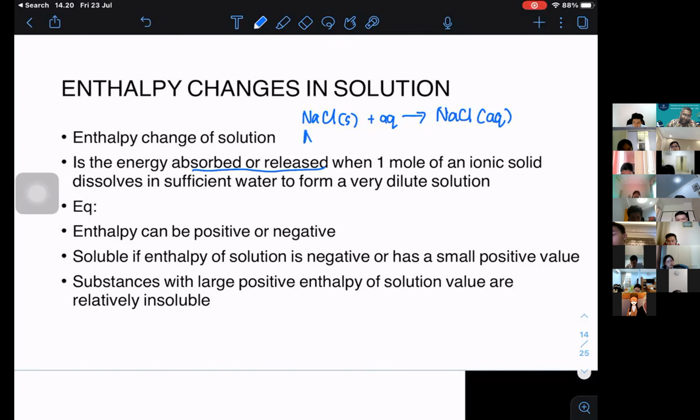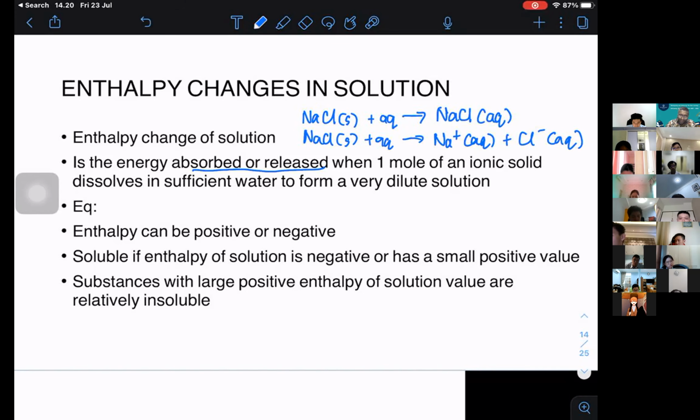But sometimes you can also write it down as NaCl solid plus aqueous. When they are aqueous, they can actually separate into their individual ions, which are aqueous also. This is also accepted. So you can use either of these two to write the equation for enthalpy change of solution. Enthalpy can be either positive or negative. But let us look into the definition properly.